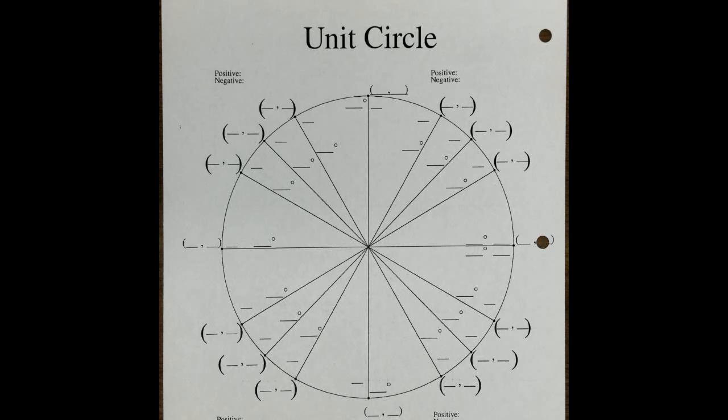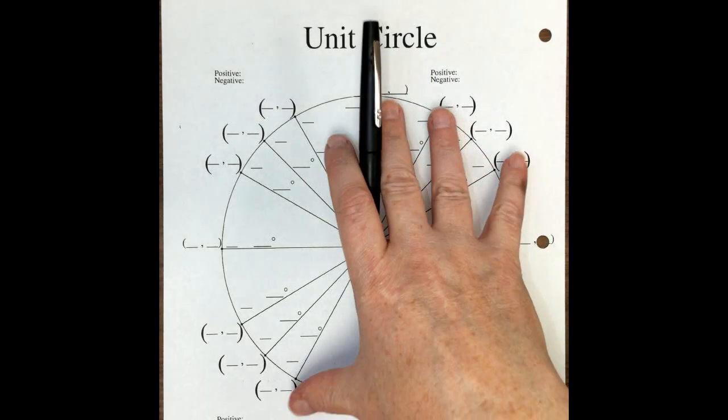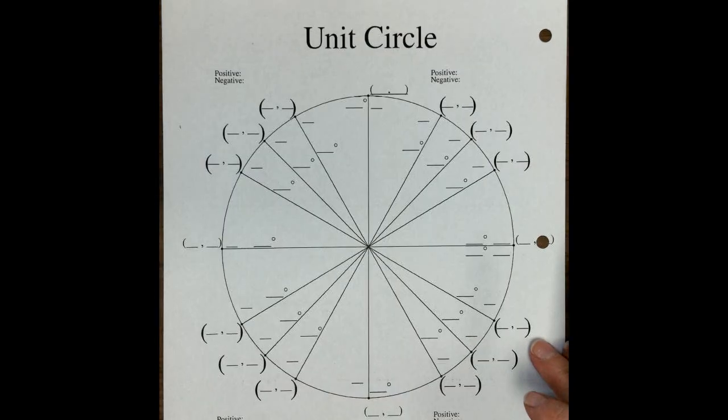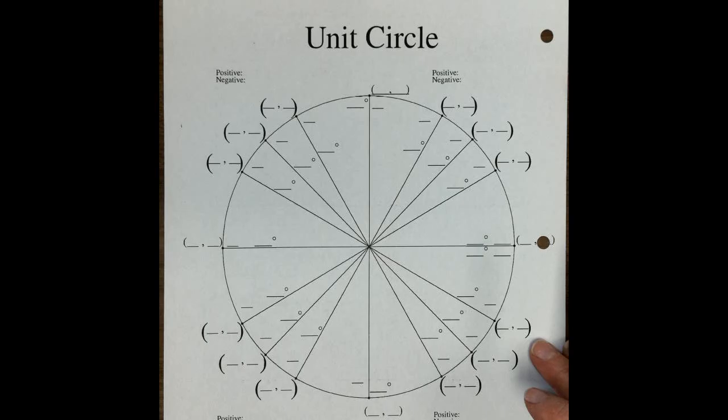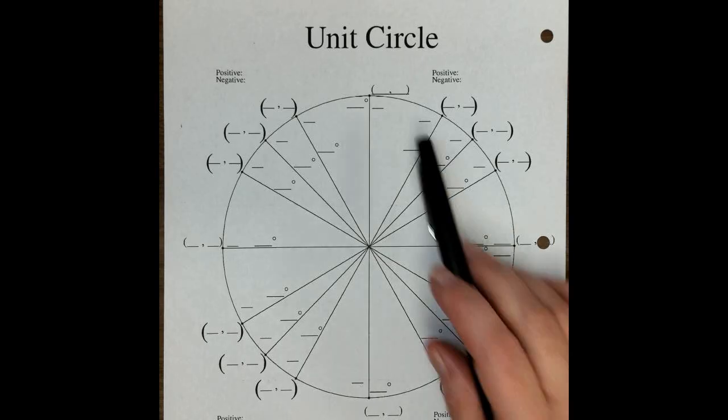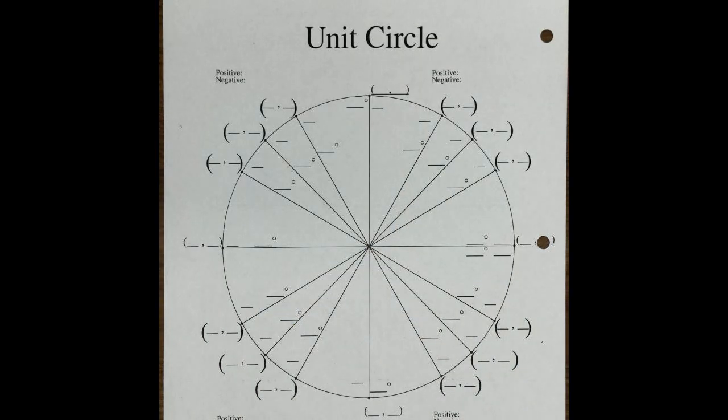Alright, ladies and gentlemen, today we're going to talk about the unit circle. So the first thing that we got to understand is the unit circle is comprised of a coordinate system, so x and y, with angle measurements overlaid on this. So the first thing we're going to do is fill out our coordinates that we all know here.